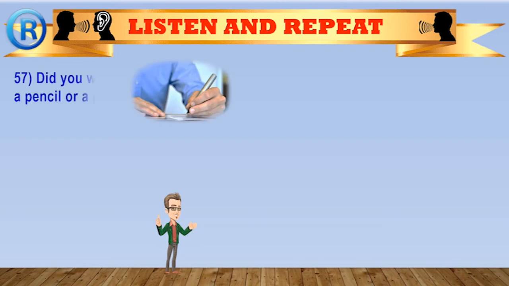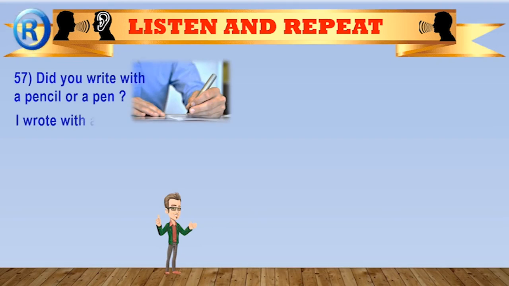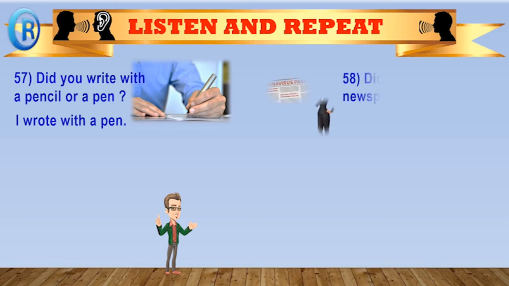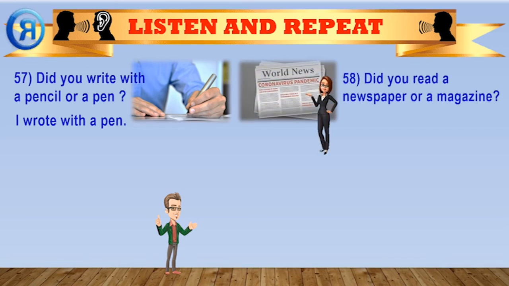57. Did you write with a pencil or a pen? I wrote with a pen. Did you write with a pencil or a pen? I wrote with a pen. 58. Did you read a newspaper or a magazine? I read a newspaper. Did you read a newspaper or a magazine? I read a newspaper.